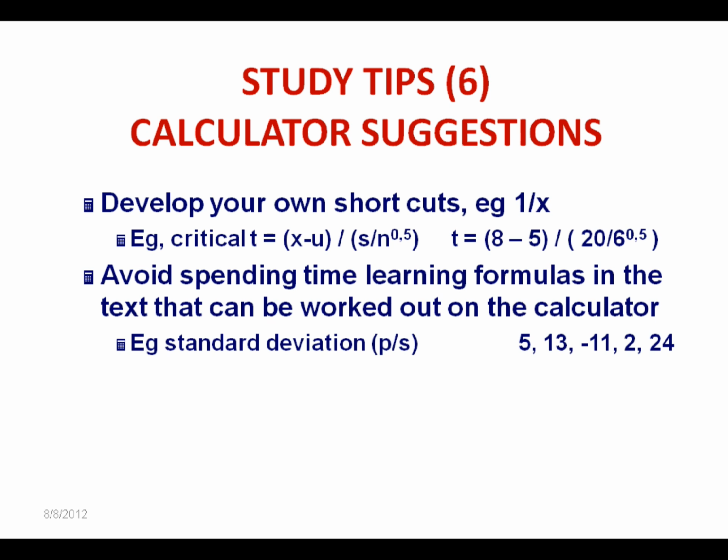Then 13, Sigma Plus. Then minus 11, Sigma Plus. Then 2, Sigma Plus. And finally 24, Sigma Plus. And you should have 5 on your screen now, which shows you that you've put 5 entries in.